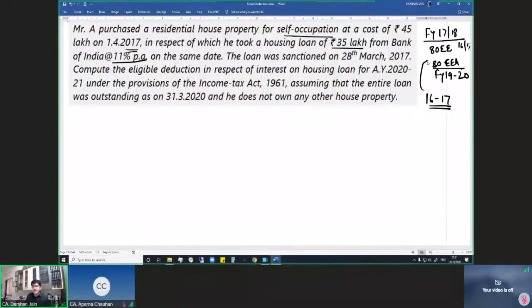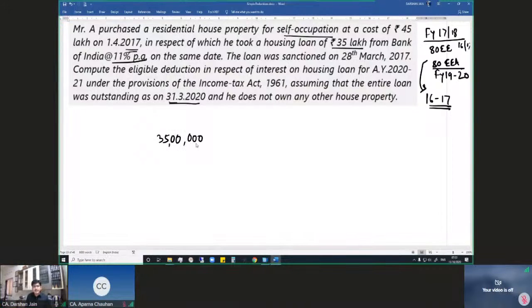Now 80EE would come into play because we have got a sanction during the financial year 16-17. We are concerned with the date of sanction. That is what I was trying to emphasize. Compute the eligible deduction in respect of interest on home loan for AY 2021 under the provisions of the Income Tax Act, assuming that the entire loan was outstanding as on 31st of March 2020 and he does not own any other house property. So this is the only house he has got. The entire loan of 35 lakh rupees is not repaid by him.